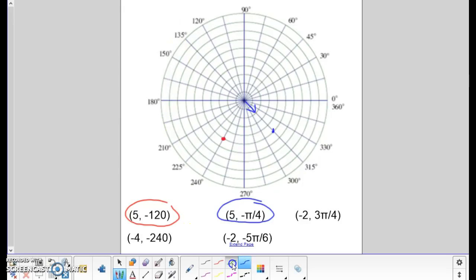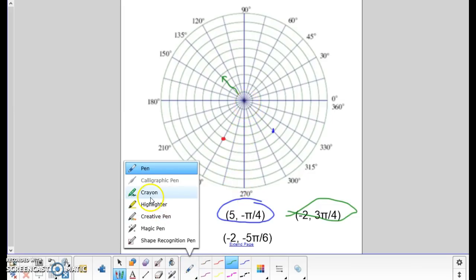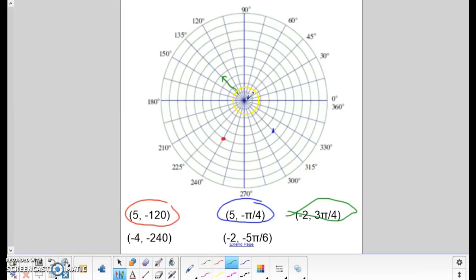If we go to the next one, -2, 3π/4. For 3π/4, there's 1π/4, 2π/4, 3π/4. We're facing 3π/4, but we are going to walk backwards because the radius is -2. Let me get the old blue arrow off of there. I'm facing the green angle, but I'm going to walk backwards 2 units. So that means I'm going to go, not with the eraser, pen please. There we go. 1, 2, I'm walking backwards, so I'm going to end up right here.